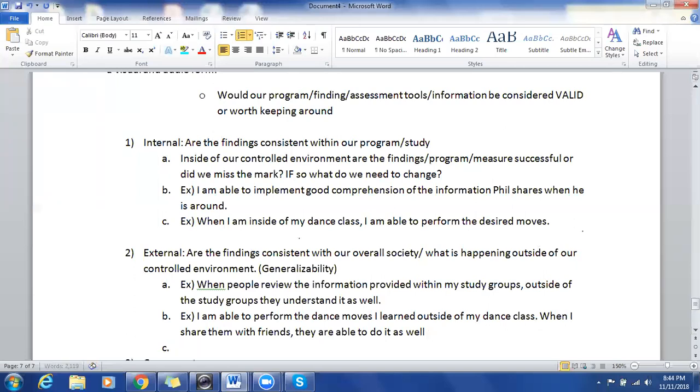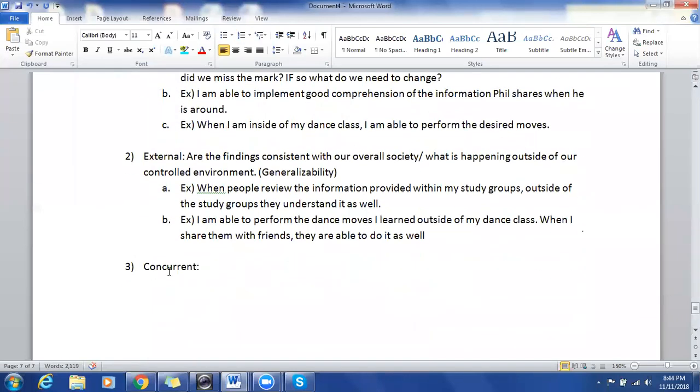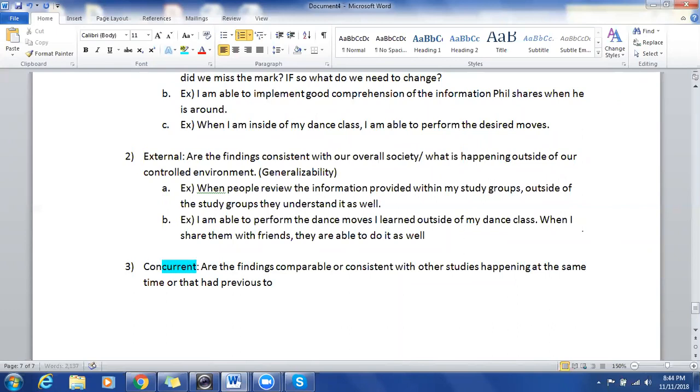And if you think of the word current, you can think of waves, and is it going with the flow or is it going upstream? Which, when things go upstream, things typically go a little haywire. So are the findings comparable or consistent with other studies happening at the same time or that happened previous to my program / study?